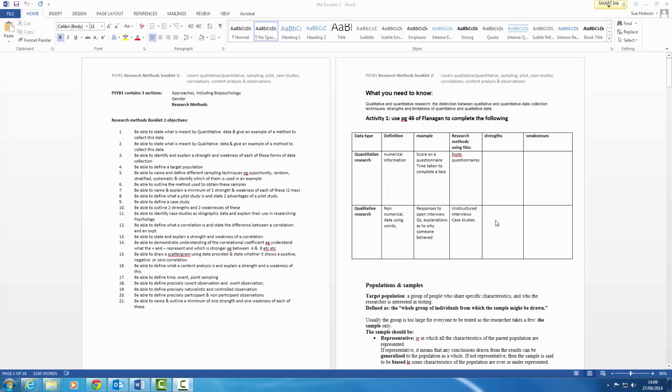Right, what's good about qualitative data? Well, obviously it provides rich, detailed information. It gains access to thoughts and feelings that you can't access when you're doing an experiment, when you're just getting numerical data. So you can understand why somebody has behaved in a certain way, or try to understand it. So it gives us a lot of depth in our answers.